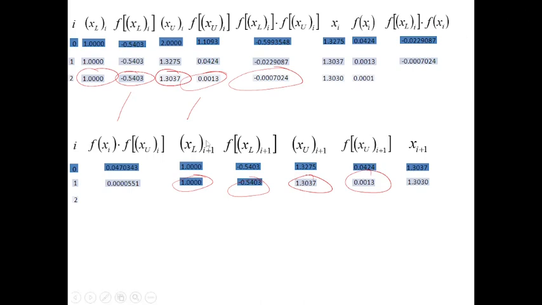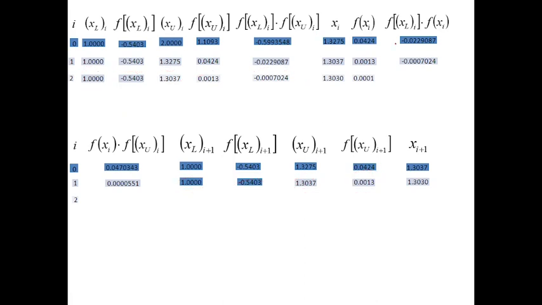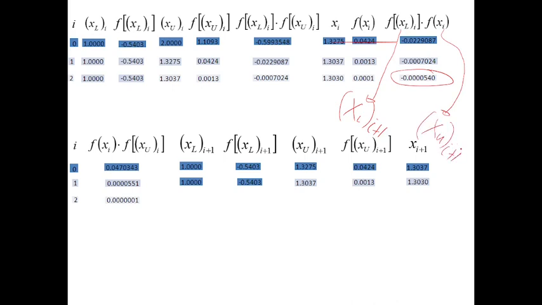Multiply natin yung dalawa. f of x sub l sub i. Ano yon? Ito. At saka f of x sub i. Ito. Ang bibigay ay negative. Negative ulit. Okay? Ngayon, multiply naman natin yung f of x sub i tsaka f of x sub u sub i. Ito, bibigay ay positive. O pagka ganon, okay, negative. Ito ngayon ay x sub l sub i plus 1. Ito ay x sub u sub i plus 1. Okay?